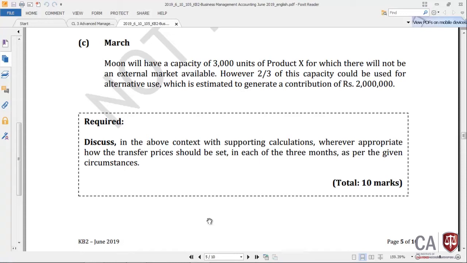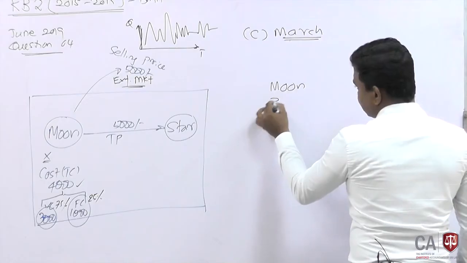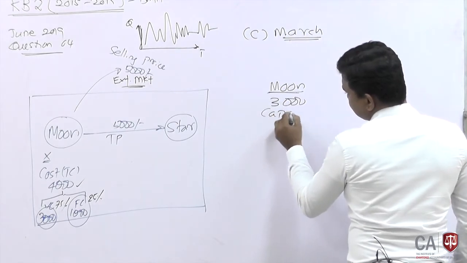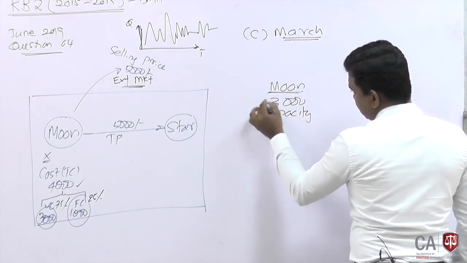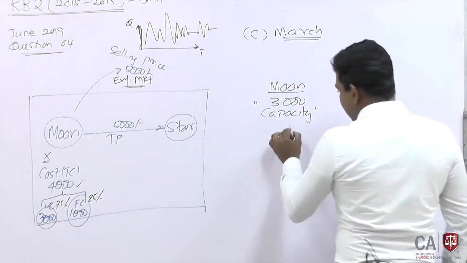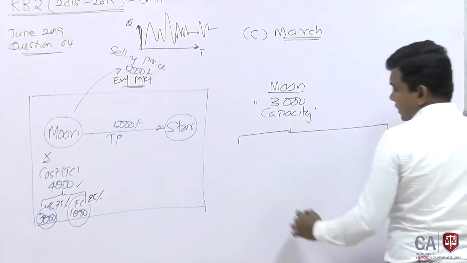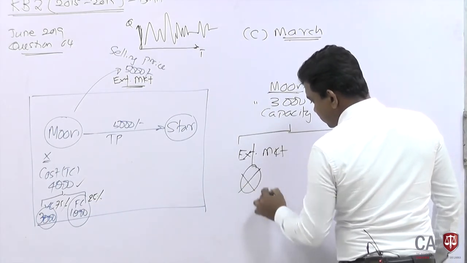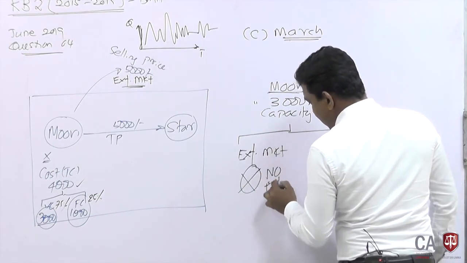Let's take scenario C. Moon has a capacity of 3000. This is the capacity. Their capacity is 3000 units. What can they do? Can they sell it at external market? No. No external market.